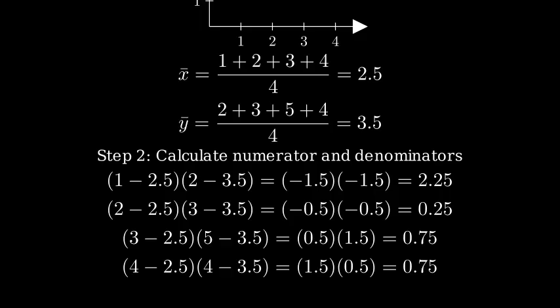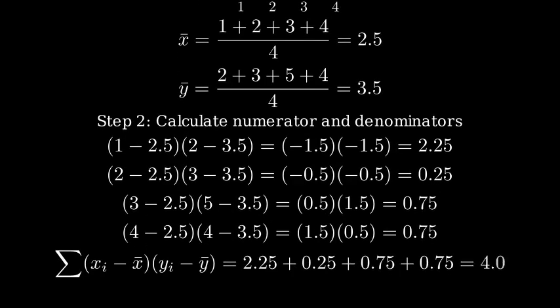For the third point, (3 minus 2.5) times (5 minus 3.5) equals 0.5 times 1.5, which is 0.75. For the fourth point, (4 minus 2.5) times (4 minus 3.5) equals 1.5 times 0.5, which is 0.75. Adding these up, 2.25 plus 0.25 plus 0.75 plus 0.75 equals 4.0.